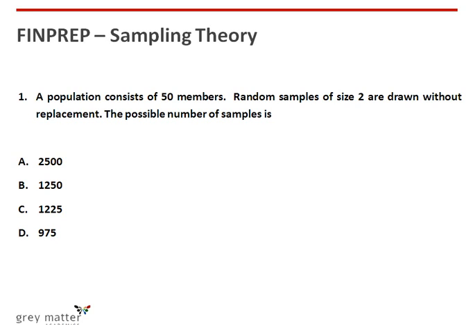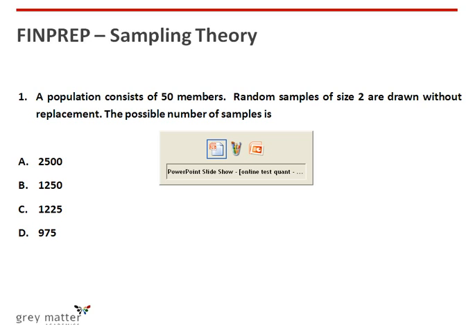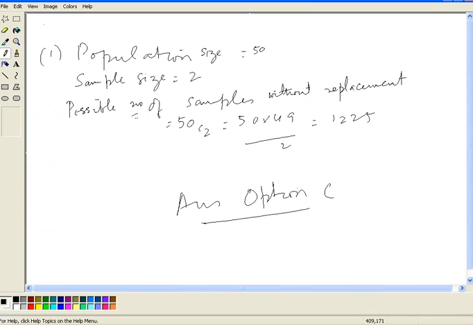The first question runs as follows. A population consists of 50 members. Random samples of size 2 are drawn without replacement. The possible number of samples is as follows. Going to our work area, population size is given to be 50, sample size is equal to 2. Possible number of samples without replacement is nothing but 50 C2, or 50 choose 2, which works out to 1225. Going by the options, it is option C.